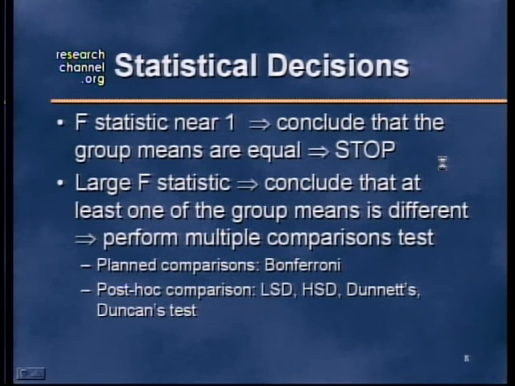Our conclusion, based on the F statistic and our data, is that the means of the populations that we sampled from appear to be the same. Whereas if we have a very large F statistic, we'd conclude that at least one of the group means is different, and this is where we'd perform a multiple comparisons test.